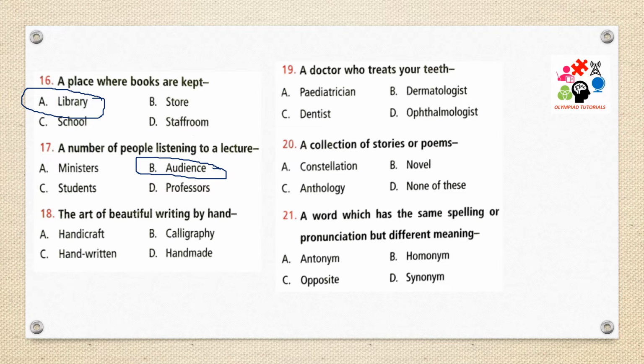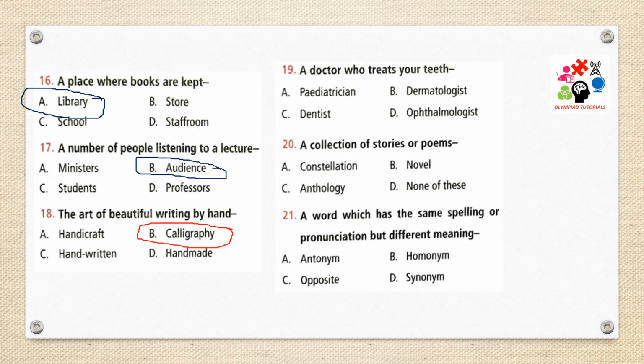Next, the 18th number, the art of beautiful writing by hand. Handicraft, calligraphy, handwritten, handmade. Here option number B, calligraphy, is going to be the correct answer. The beautiful art form of writing in a very beautiful handwriting is called calligraphy.